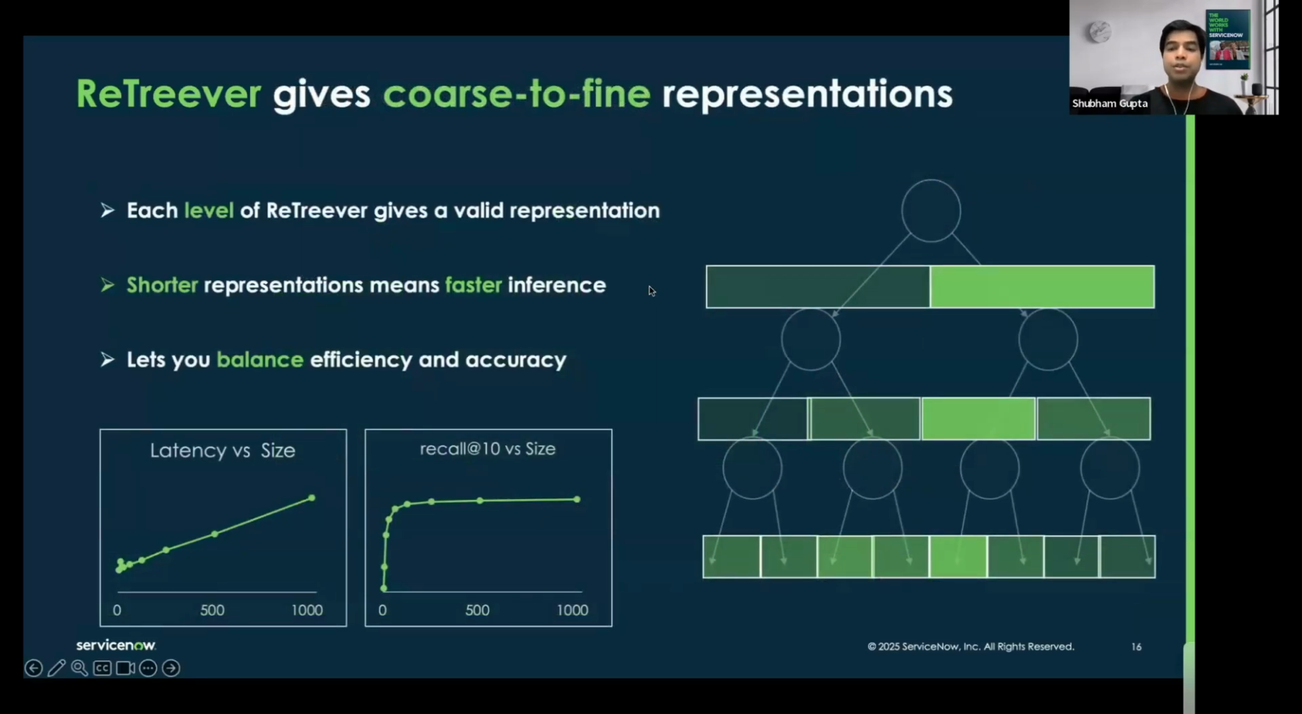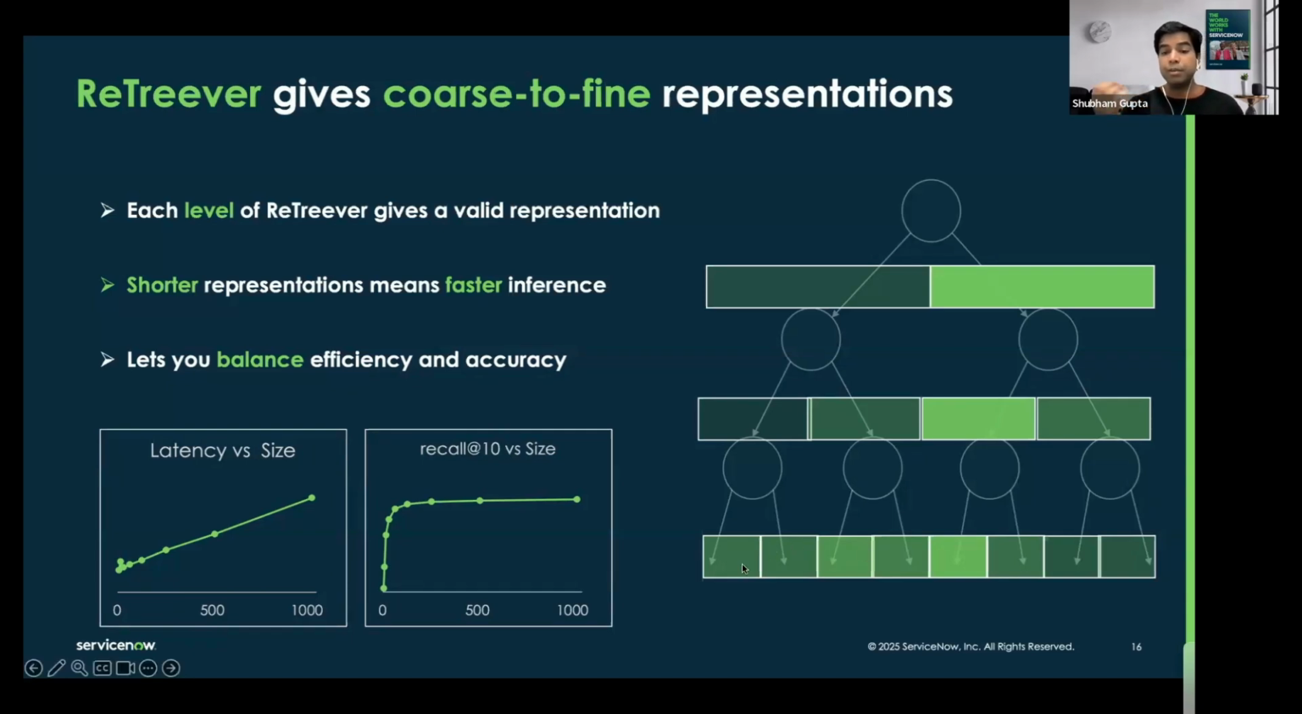Retriever also gives coarse-to-fine representations. What I mean by that here is that a retriever tree has a very similar structure at every single level of the tree. So we spoke earlier about how when we looked at the probabilities, we get a probability distribution at the leaves of the tree. But if we look at the layer above the leaves of the tree, then we also see that this is very similar to the leaves. There is no structural difference between different levels of the tree.